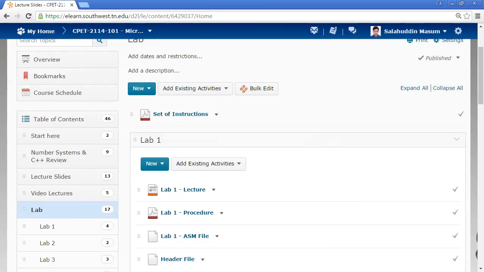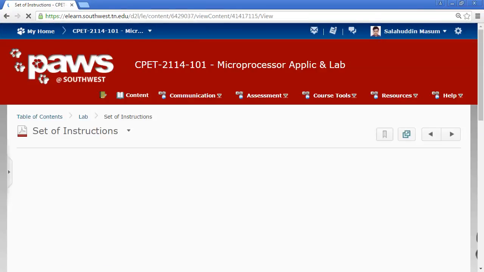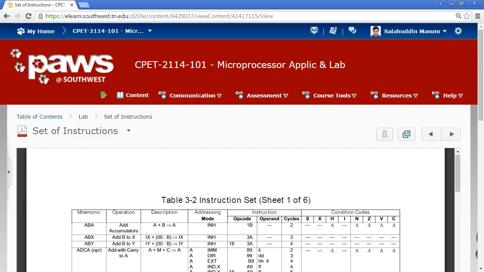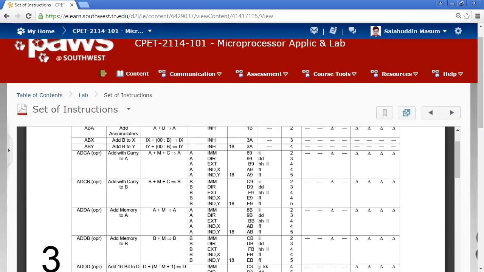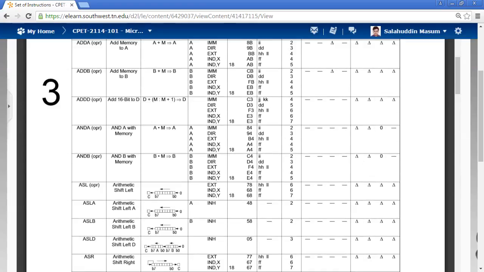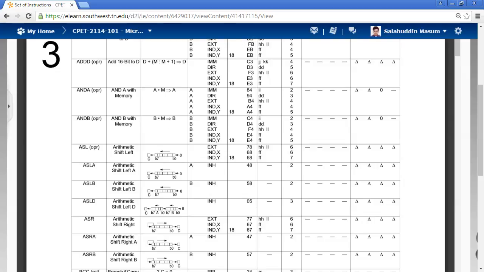If you go to Pause, the very first thing we have is the set of instructions. I'll give you a hard copy today. If I click it here, here you go. This is the set of instructions. So this is a 6-page list of instructions. That means these are the only instructions that our microprocessor understands.